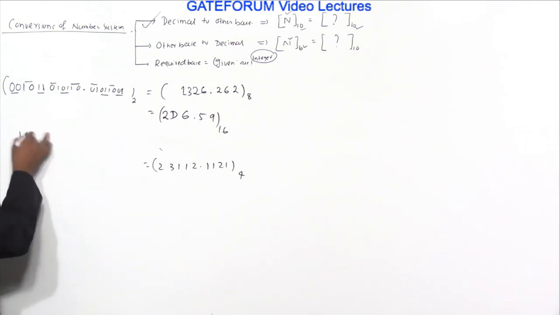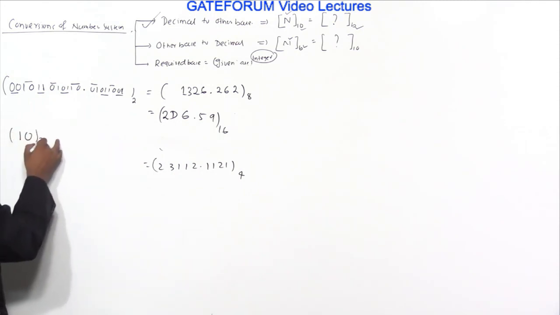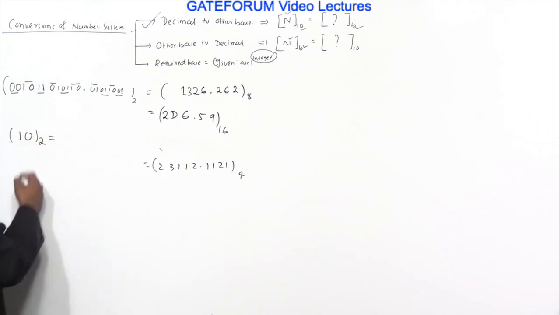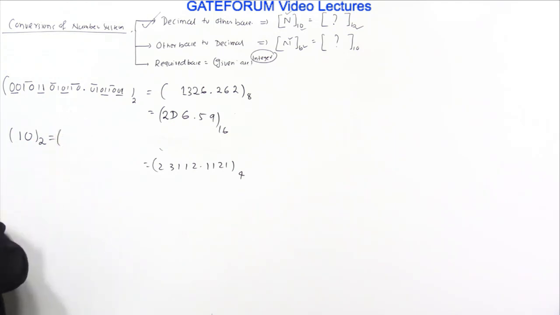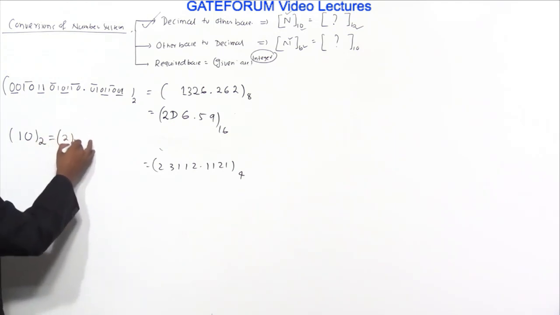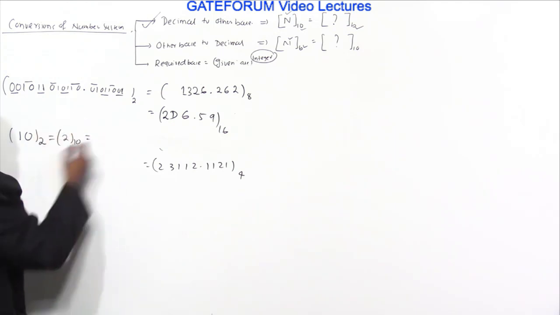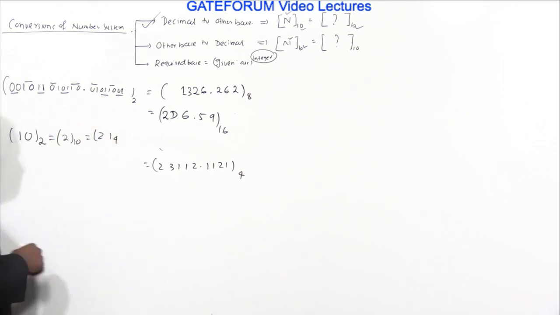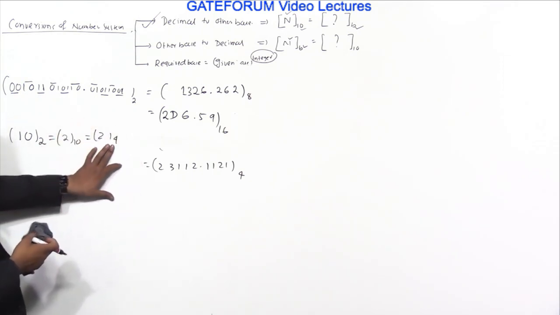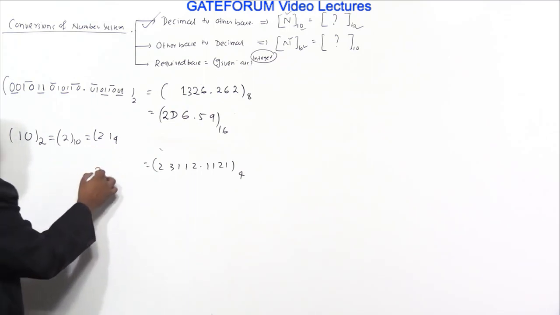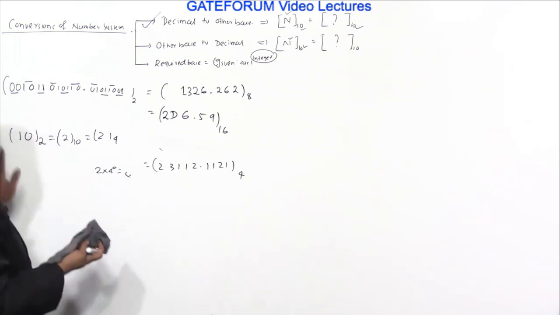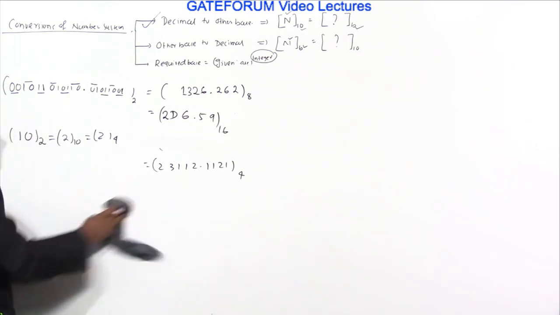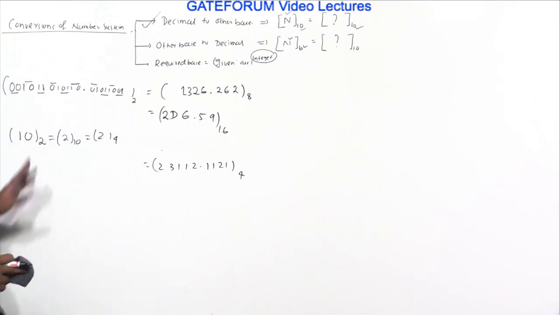Again, 1, 0 in base 2 is equal to how much in base 10? This is 2 in base 10. In fact, there is nothing wrong if I say this is 2 in base 4 itself. Because if I ask you the decimal equivalent of this, you are supposed to write 2 into 4 power 0, that is again 2. So this is okay. Unless you are exceeding 9, you should not be worried. It will automatically satisfy this point. So this is one category.